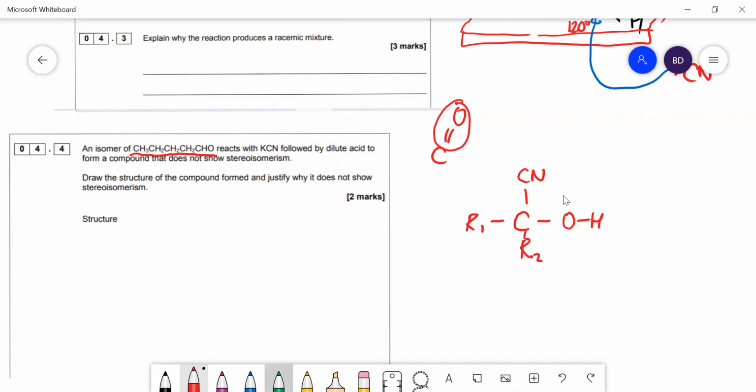Now we don't want this carbon to be symmetric, so that means these 2 R groups have got to be the same. We've got 5 carbons to play with. So if we have an ethyl group, C2H5 there, and C2H5 there, that's going to be 5 carbons altogether, not excluding the cyanide, of course, and that's going to give us the right structure.